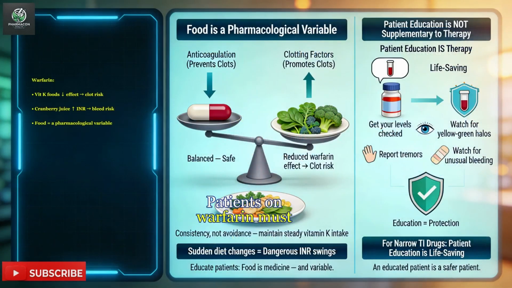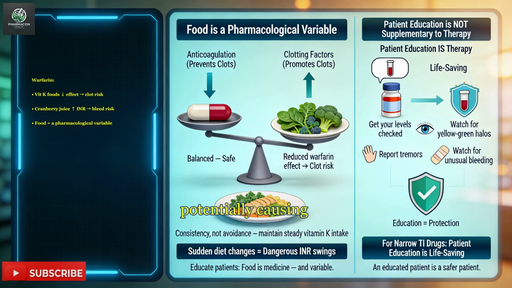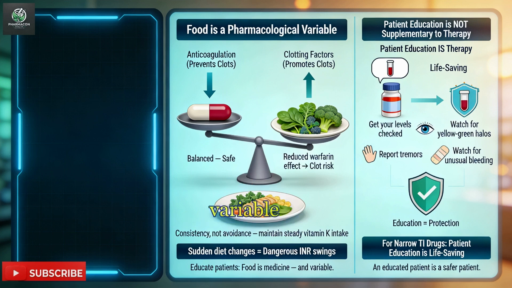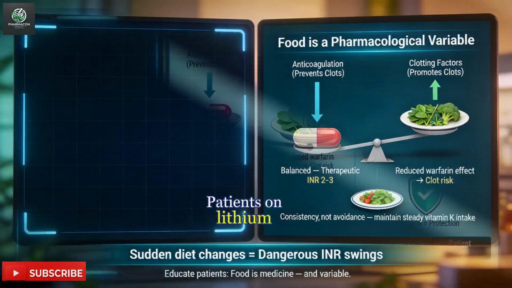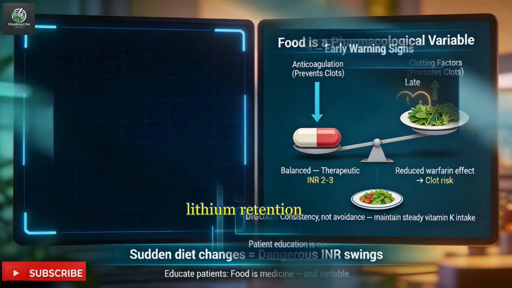Patients on warfarin must understand that vitamin K-rich foods, spinach, kale, broccoli, reduce warfarin's anticoagulant effect, potentially causing dangerous blood clots. Food is a pharmacological variable. Patients on lithium must know that dehydration, from vomiting, diarrhea, fever, or excessive sweating, concentrates lithium in the blood and can rapidly precipitate toxicity. Salt restriction has the same effect through renal lithium retention.